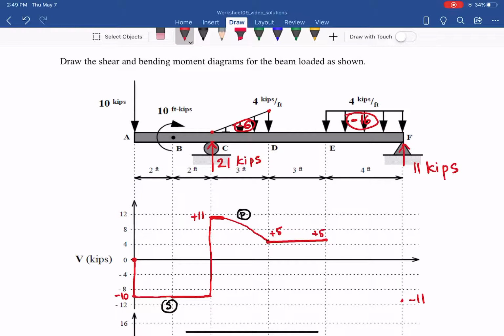So from here up to there, at 11, we have a concentrated load. Actually, that is the external reaction at the pin support at F going up 11 kips. It causes a discontinuity on the shear diagram and moves up by 11, and it ends at 0, so we did it correctly. Everyone see that? So that is the shear diagram, and we have that as a straight line, and this is also a straight line.